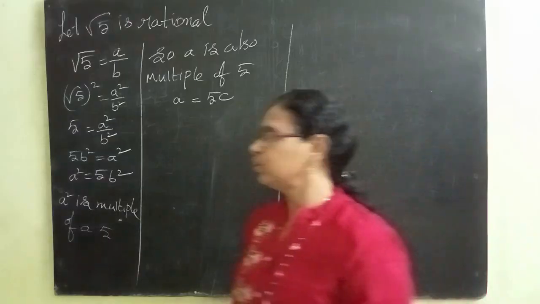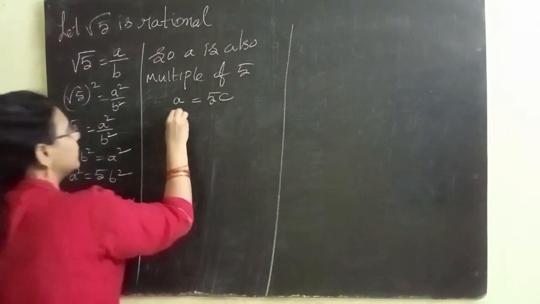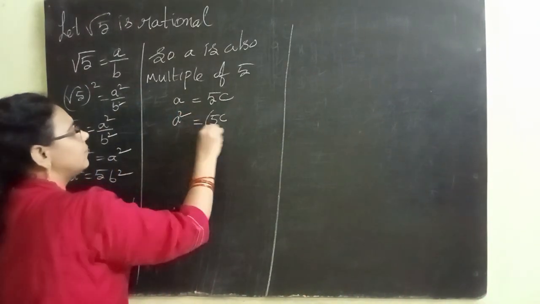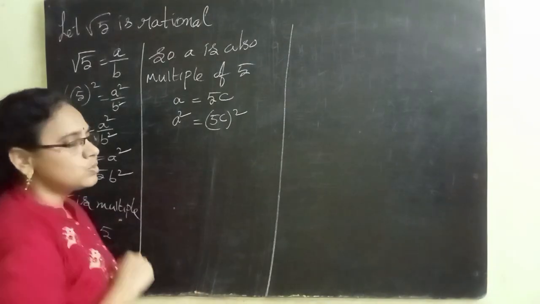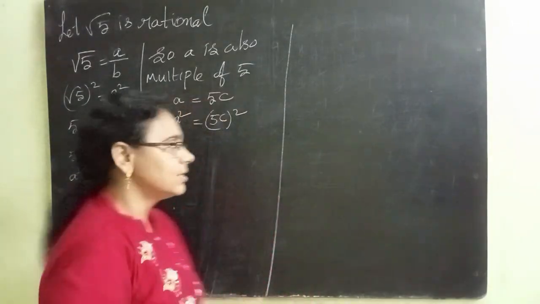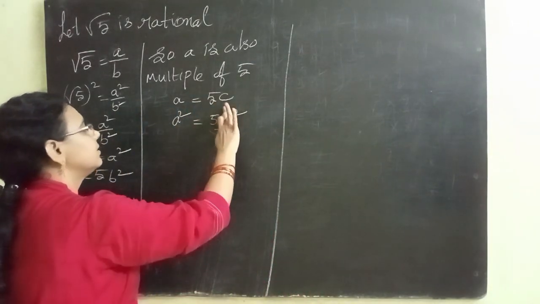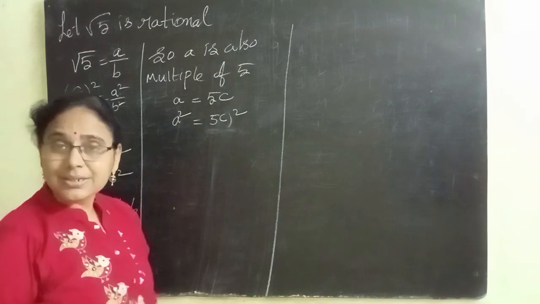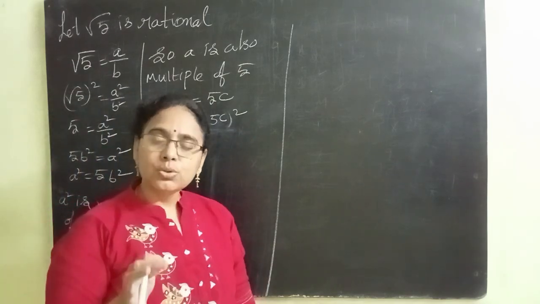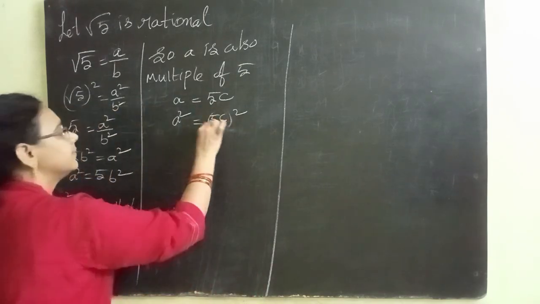Now squaring on both sides, a square is equal to 5c whole square. And most students make the same mistake here. They won't keep the bracket. They write 5c square, which is completely wrong. Surely you have to keep the bracket.